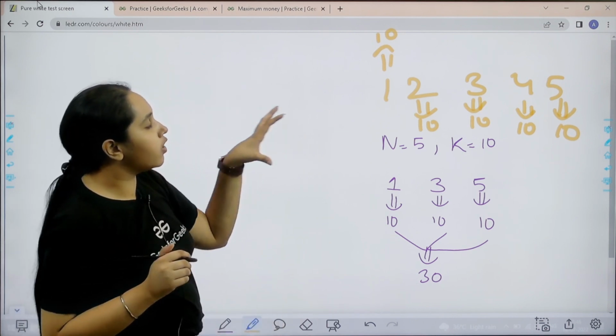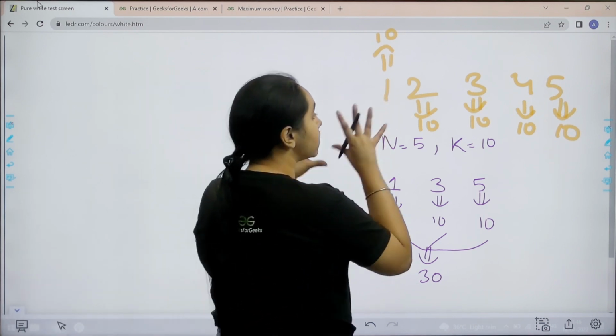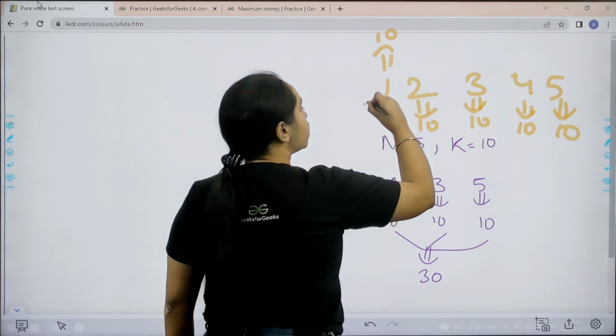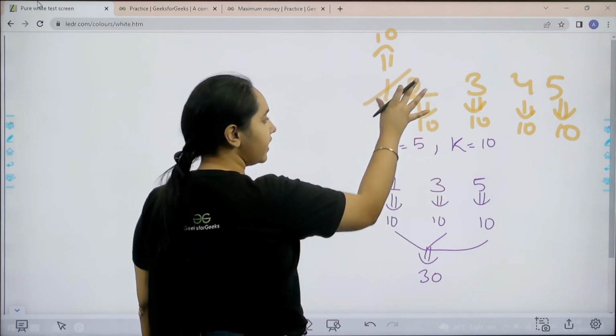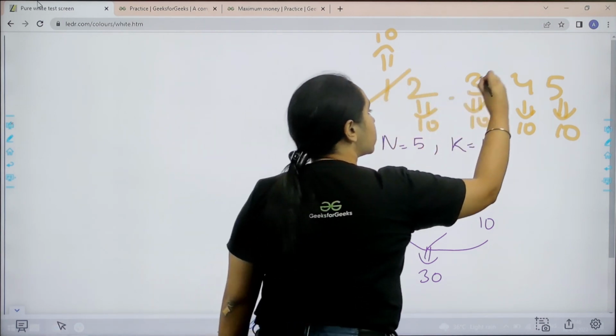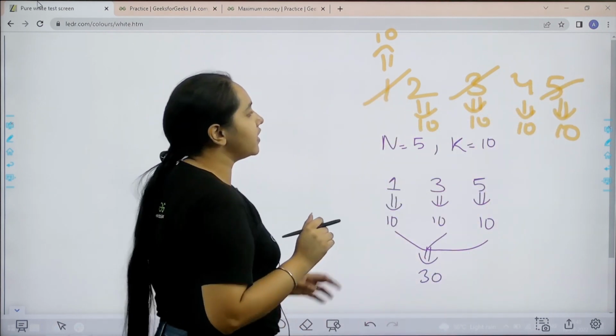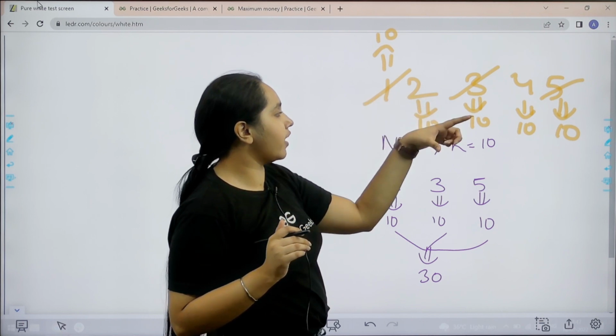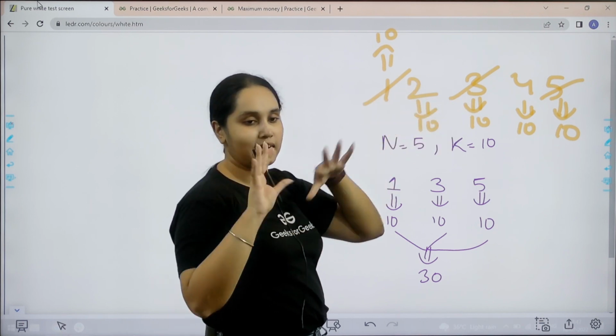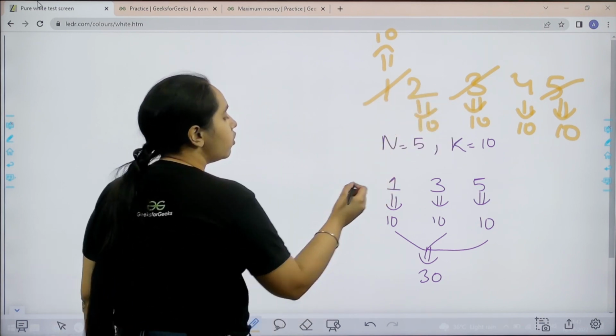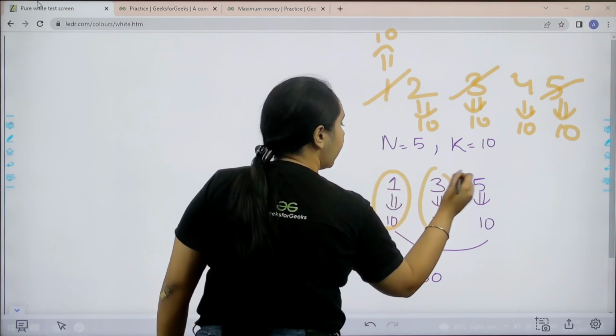According to the solution, he should rob house number 1, leave 2, then go to 3, then leave 4 and then go to 5. Otherwise, if he does not go 1, 3, 5, then he needs to go 2, 4, and that is not maximum. So 1, 3 and 5.